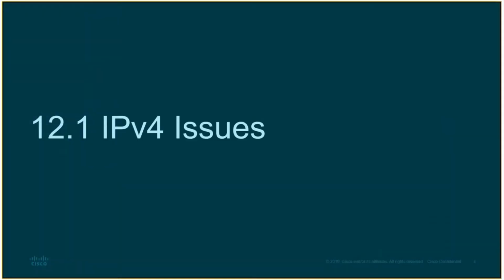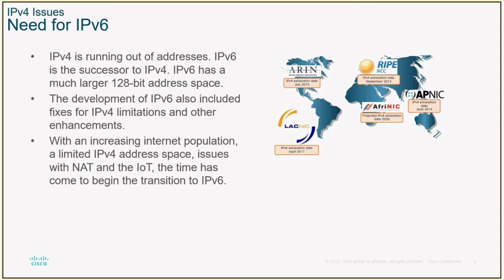So, what issues are there with IPv4? So, of course, the major one for IPv4 is it's run out of addresses. And so that's the major reason why IPv6 exists, is because, as I've probably said a few times, 4 billion addresses for 7 billion people doesn't work very well. And so the development of IPv6 also included fixes for some other limitations for IPv4 and enhanced its abilities. So with an increased internet population, the limited IPv4 space, issues with NAT and Internet of Things, the time had come to begin the transition to IPv6.